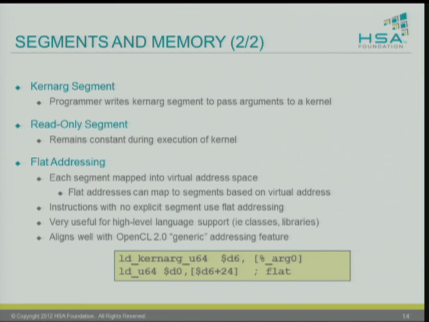OpenCL 2.0 has also added a similar feature, which is called generic addressing, very, very similar concept to HSAIL's flat addressing. The way that you use that, I've got a simple example here, is you just don't pass a segment. So this one is an explicit reference to the kernarg segment. The next example doesn't specify a segment. That's going to go to flat.